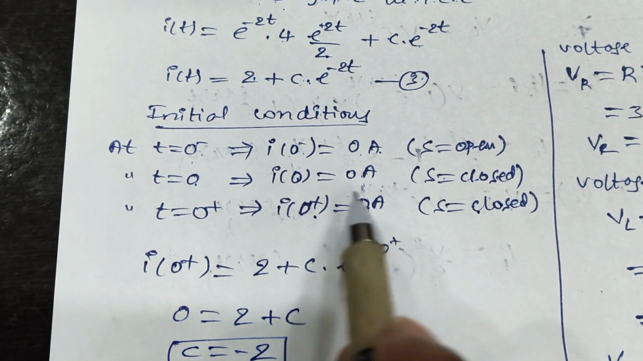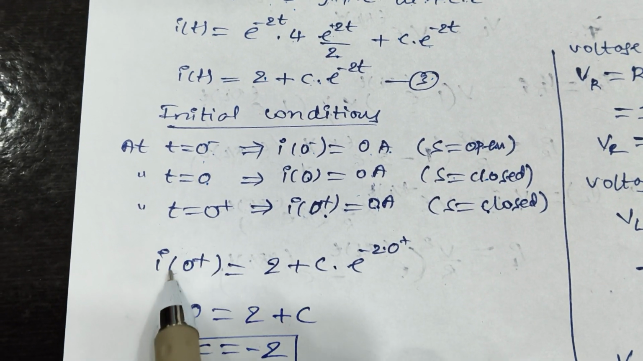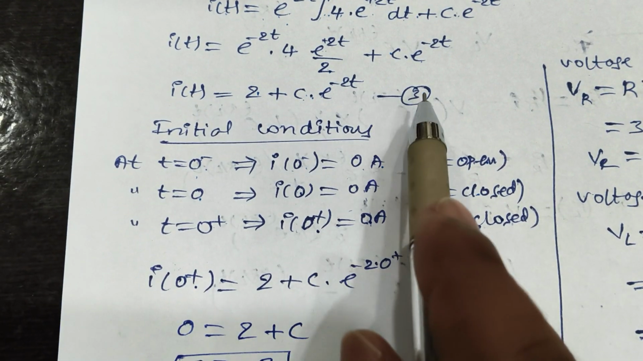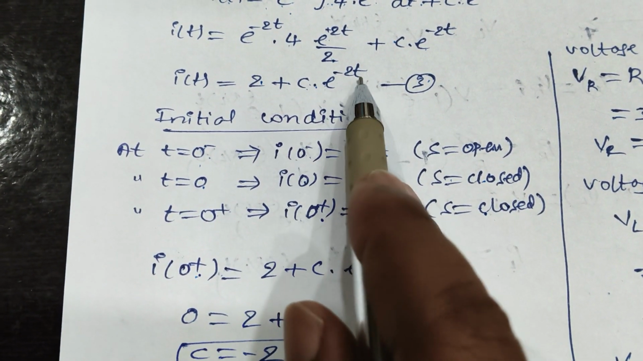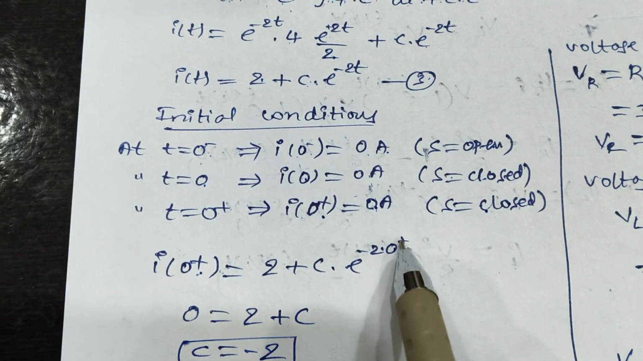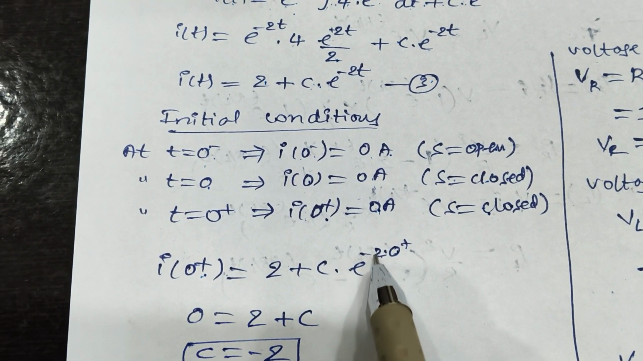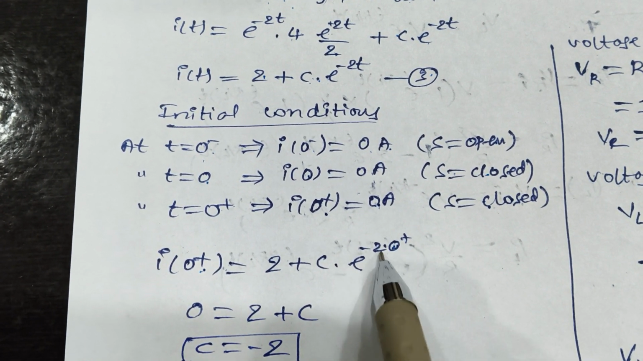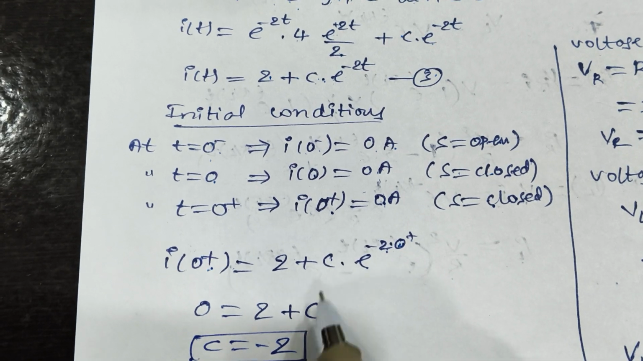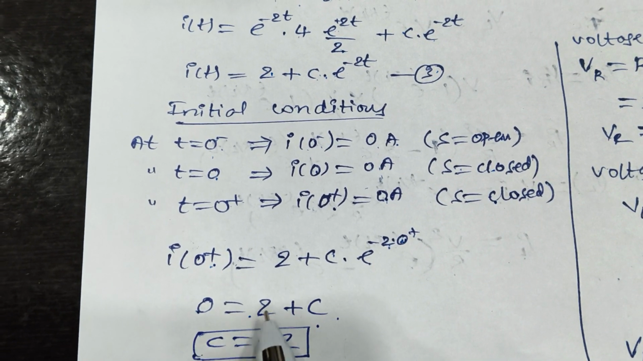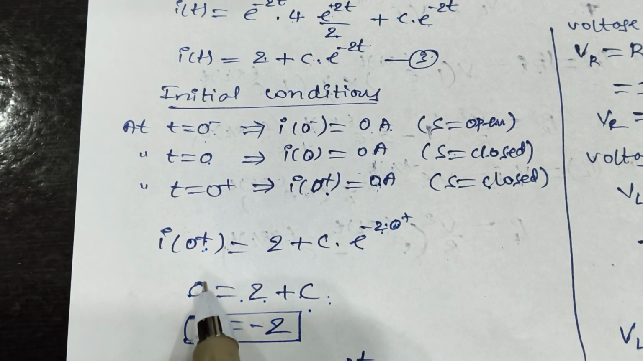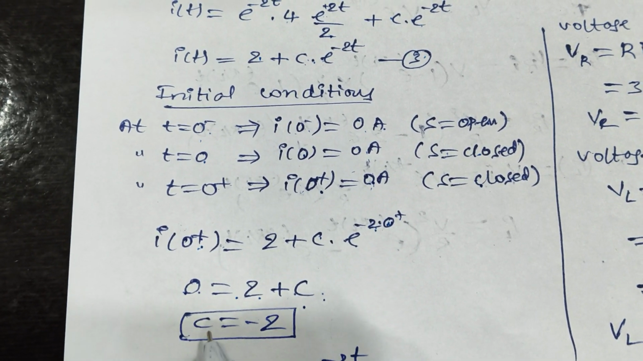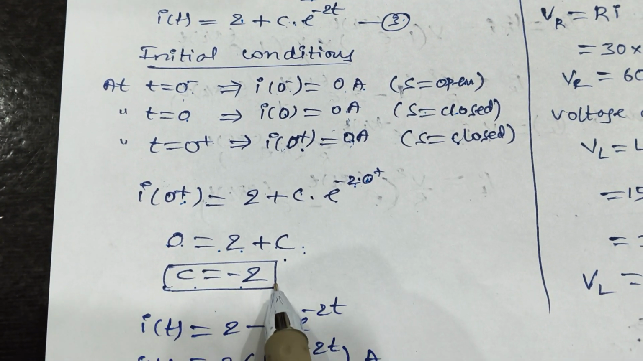By using these initial conditions, I will substitute this initial condition i of 0 plus in this third equation. i of 0 plus is equal to 2 plus c into e power minus 2t, at t I will substitute 0 plus. 0 plus is nothing but 0. 2 into 0 is equal to 0. e power 0 is nothing but 1. That is equal to c. 0 is equal to 2 plus c, because i of 0 plus is equal to 0. That's why I am substituting 0 on the left side also. From this I will get c is equal to minus 2.